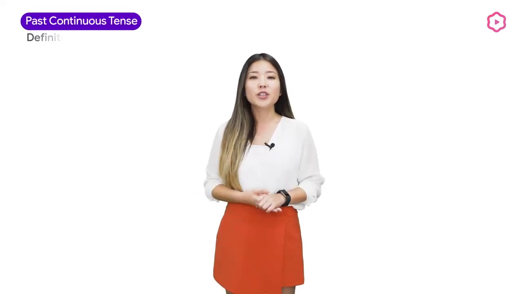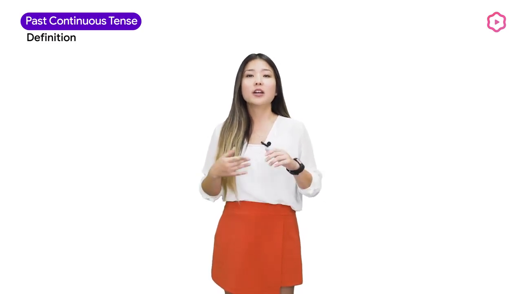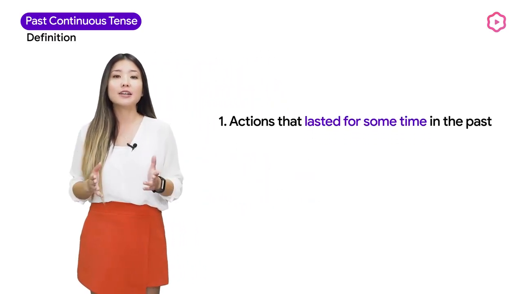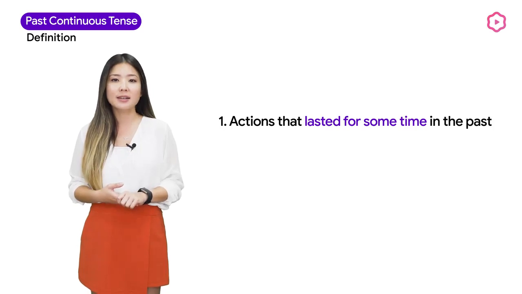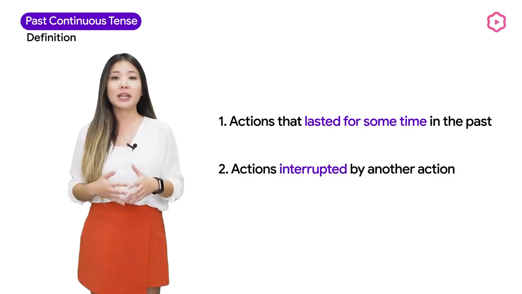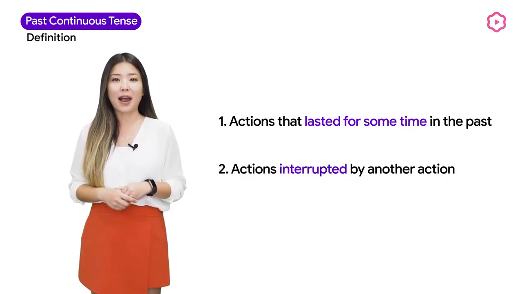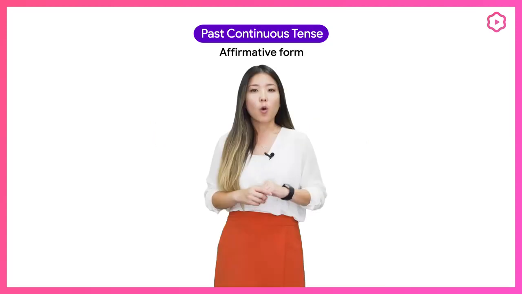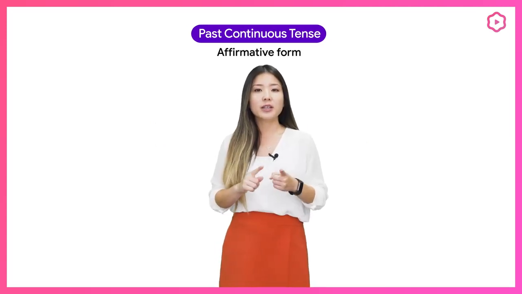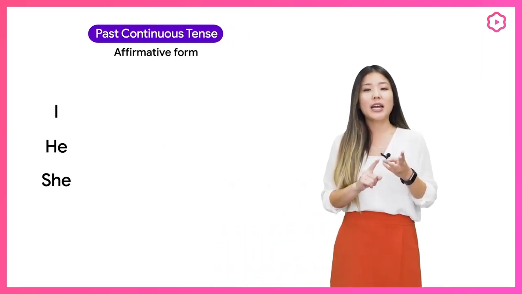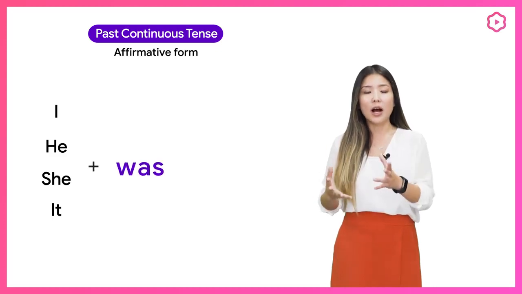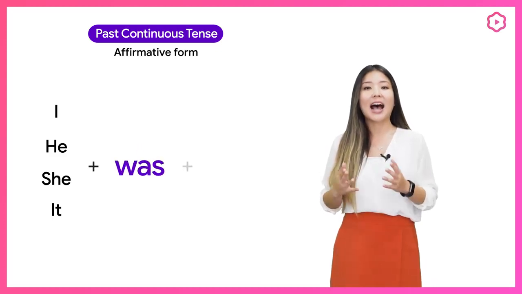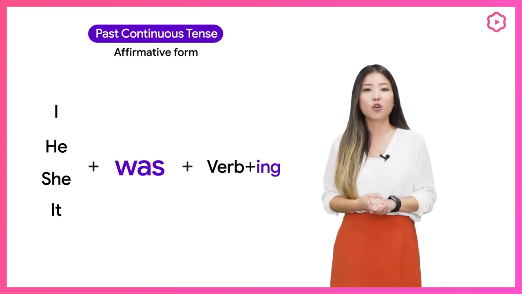We usually use the past continuous tense to talk about activities that lasted for some time in the past. The actions may have been interrupted by another action. Let's take a look at the affirmative form. I was teaching. What we do here is for the subject I, he, she, and it, we use was. Then we add ing to the end of the verb.